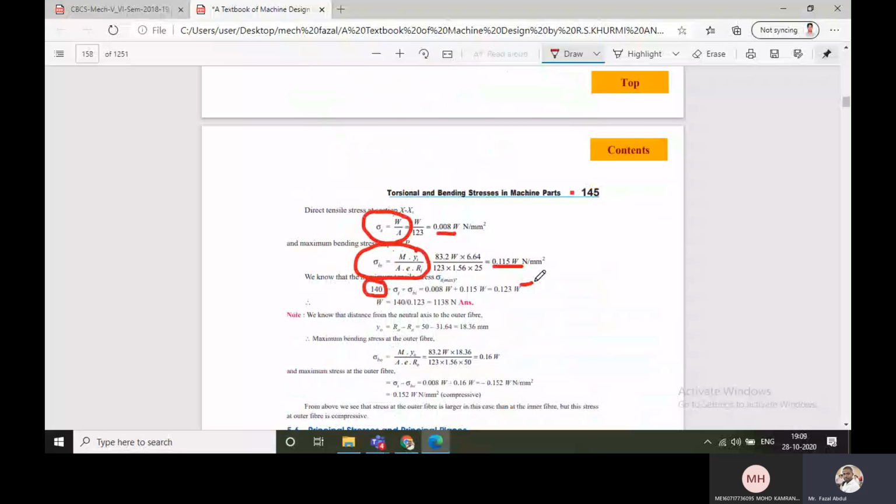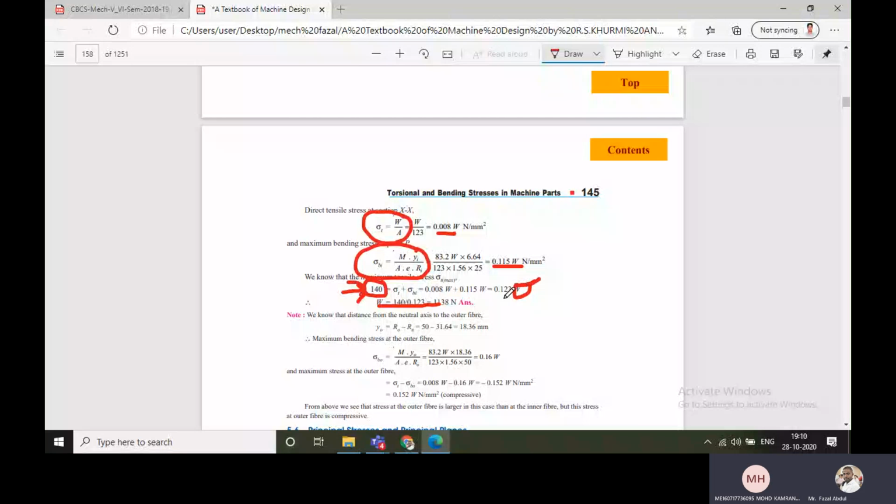So this is the procedure in the examination, which may ask to calculate the load. Otherwise, the load will be given and asked to calculate this value. Instead of calculating the load value, sometimes in the examination the W value will be given in the question and you are asked to calculate the permissible stress value. Otherwise, this 140 value will be given and you are asked to calculate the W value.